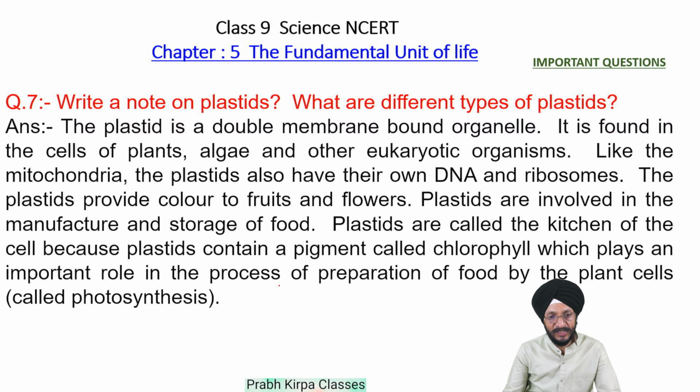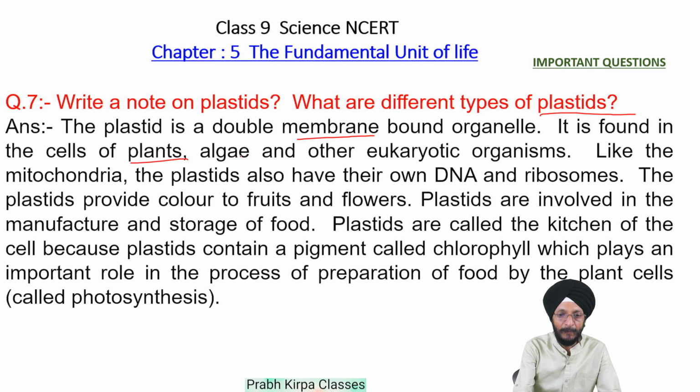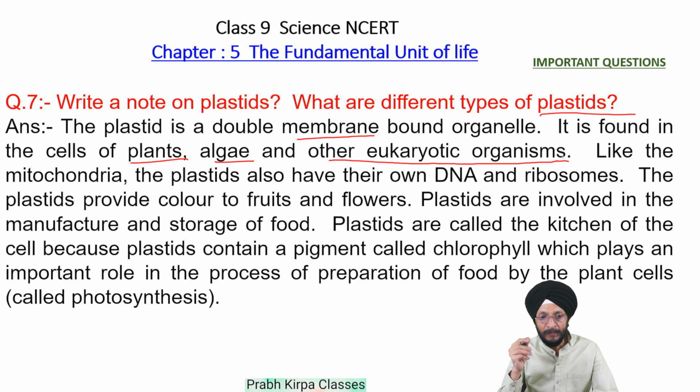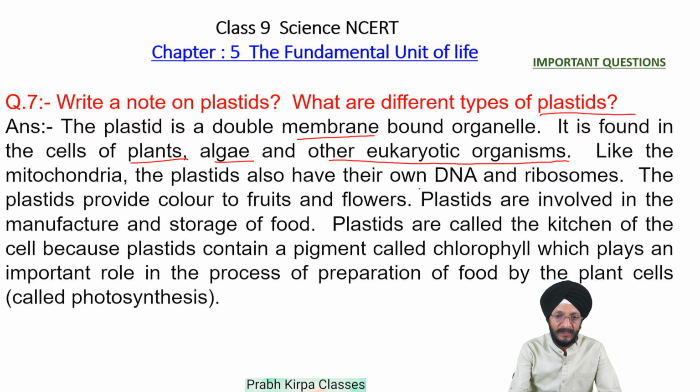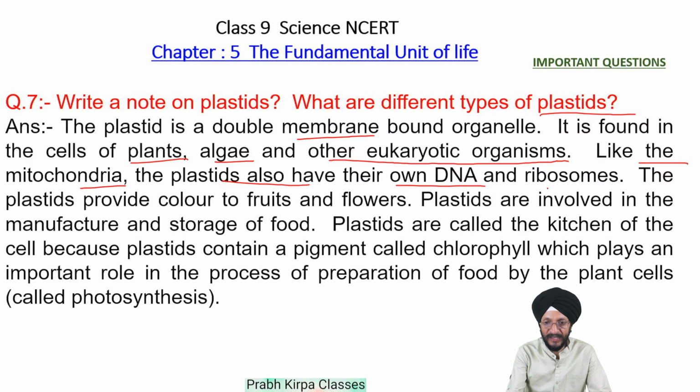Now, another question is plastids. What are the different kinds of plastids? Plastid is a double membrane bound organelle which is found in plants, algae, and other eukaryotic organisms. Plastids are not found in animal cells. Like the mitochondria, plastids also have their own DNA and ribosomes. Plastids provide color to fruits and flowers. Plastids are involved in the manufacture and storage of food.